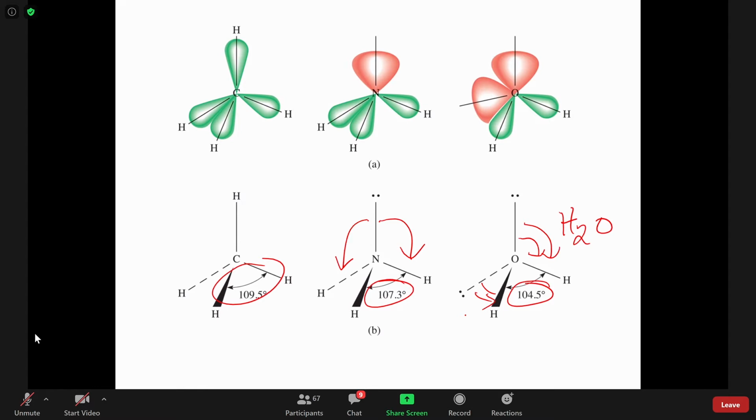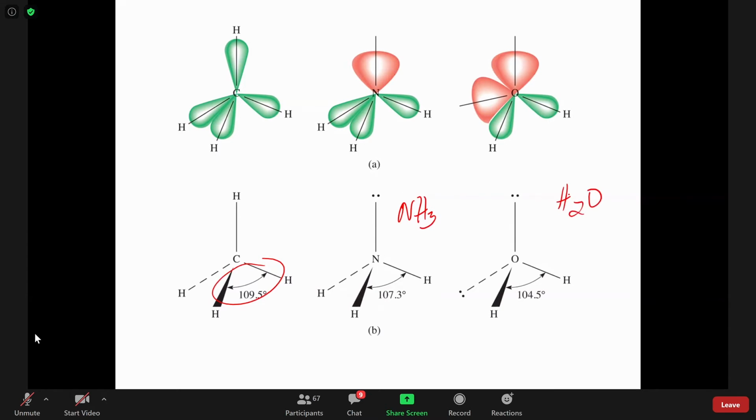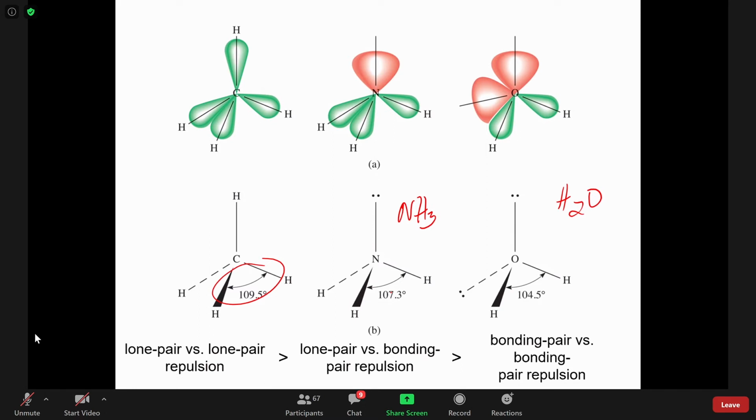So keep in mind that if you're considering a tetrahedral geometry for something like ammonia or H2O, these bond angles get compressed. And the rule is lone pair versus lone pair repulsion is the greatest. So these 2 are particularly strong. Lone pair versus bonding pair repulsion is the next strongest. And then we have bonding pair versus bonding pair repulsion third.